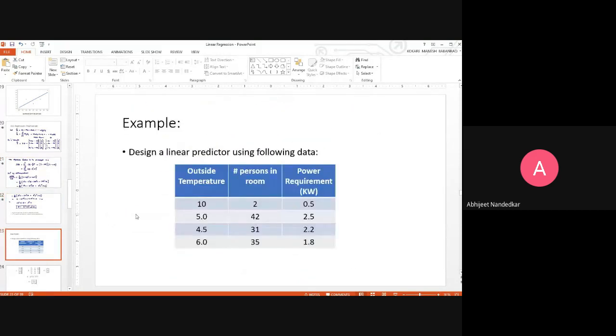Now let us take one example. Is this example visible to all? Is this visible?